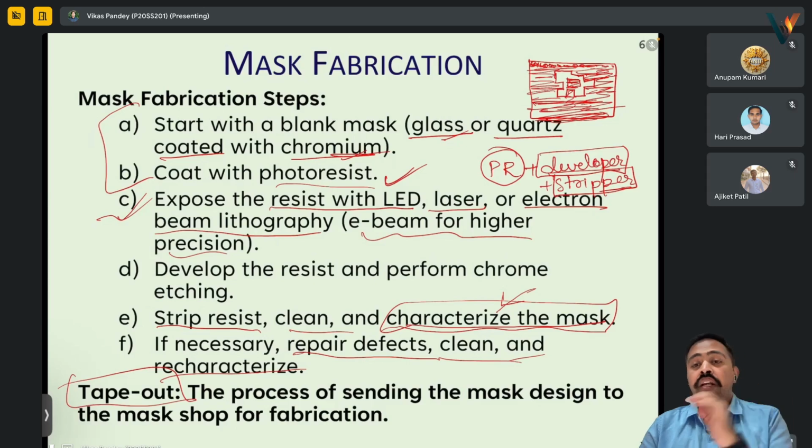it will remove each and everything, whatever PR is left, that will be removed. Non-developed PR also, and even if it was developed, stripper is simply a liquid to remove the PR. In general, in our labs, we are using acetone as a stripper. But in some cases, you might need a specific stripper for your PR.